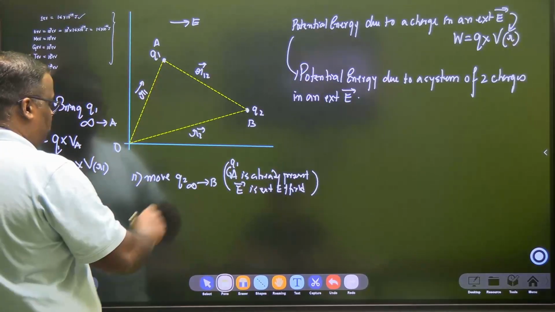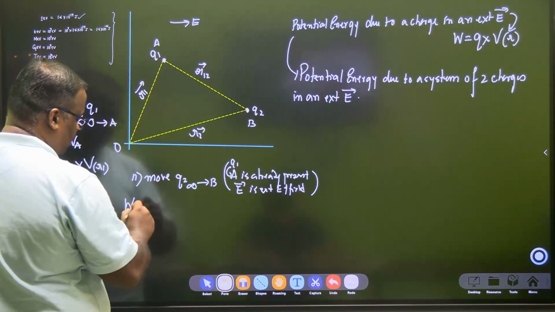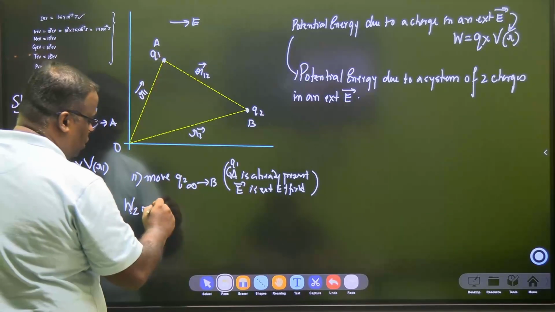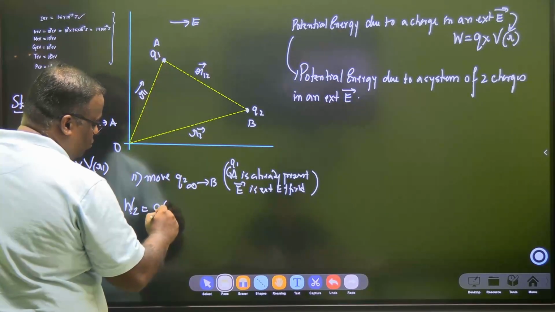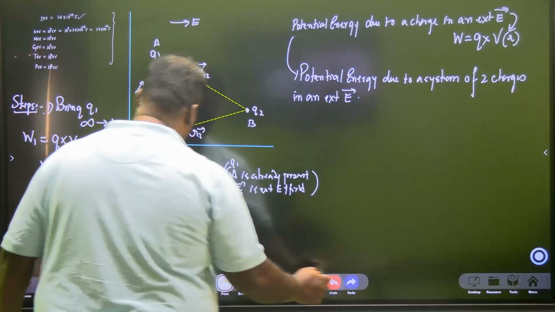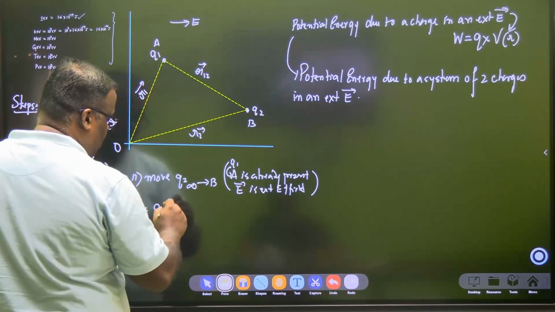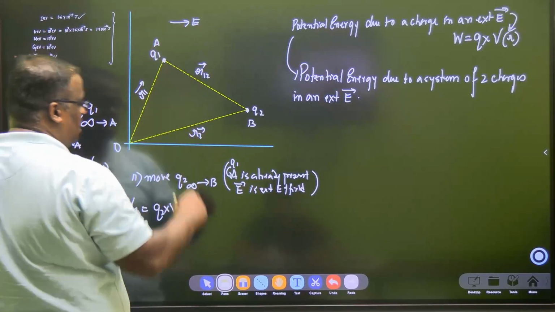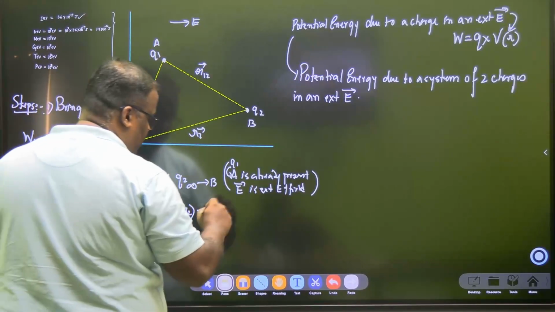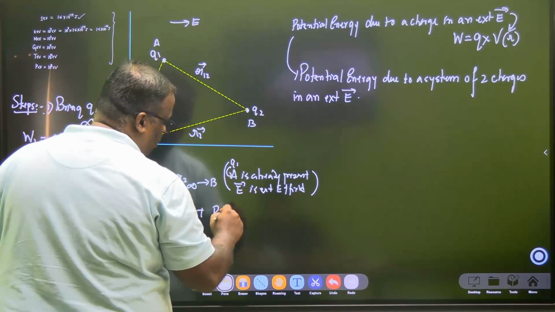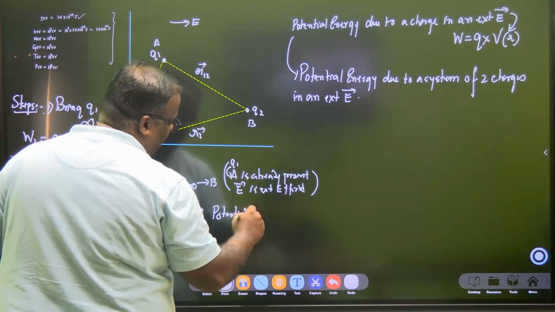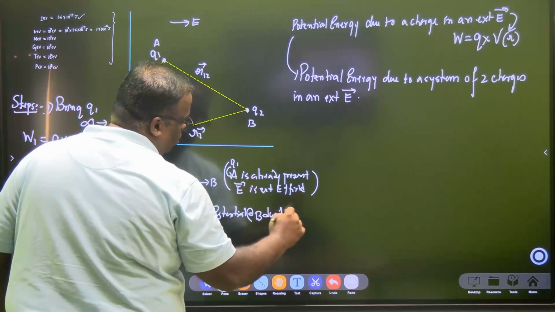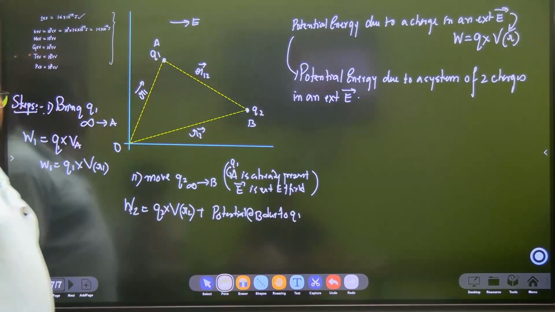So now the work done, W2, should be equal to what? Q2 times the potential at R2, which is coming because of E, plus the potential at B due to Q1. Is this clear or not?